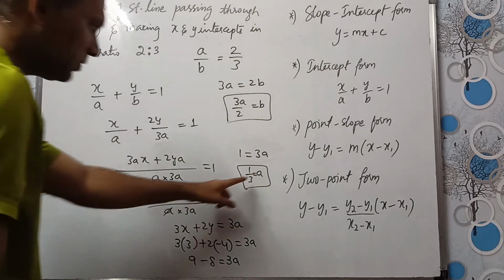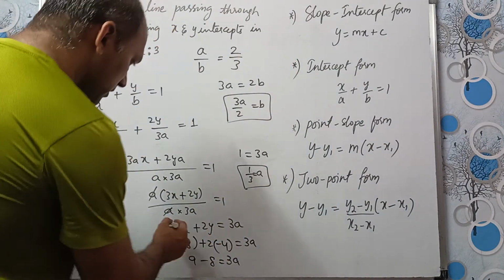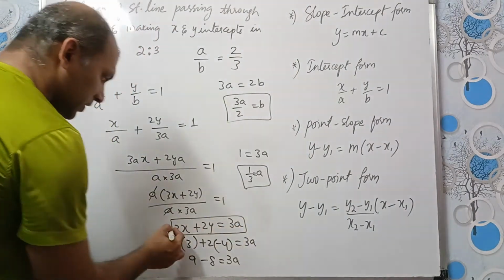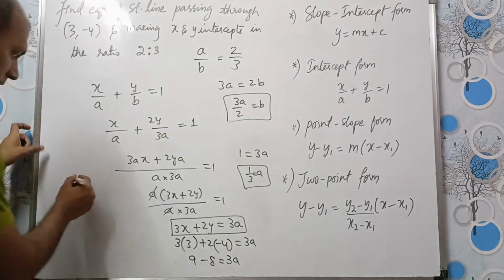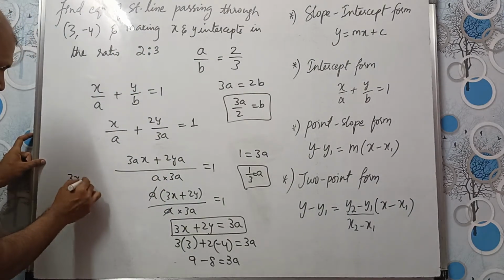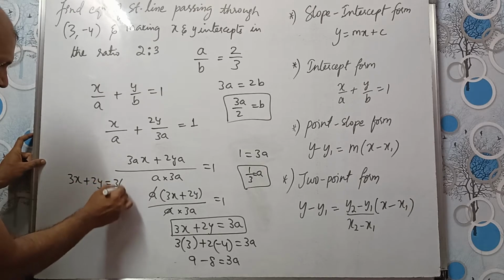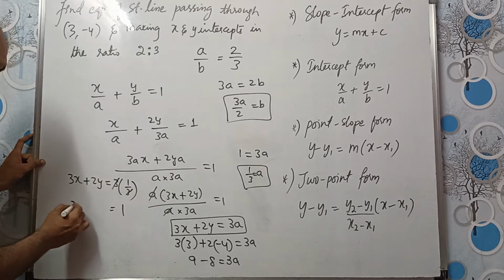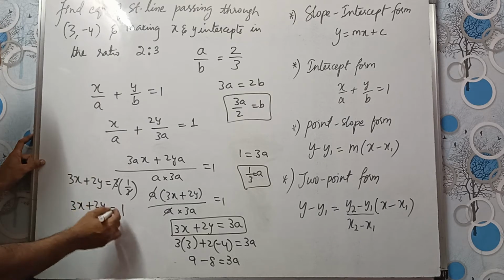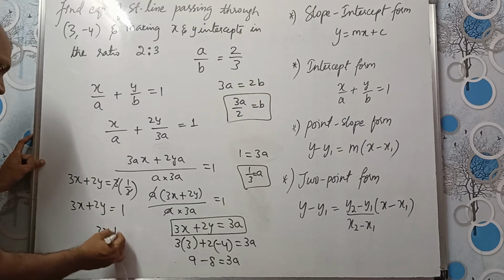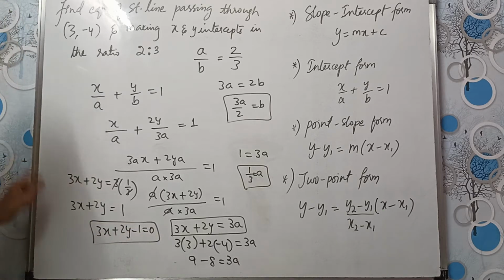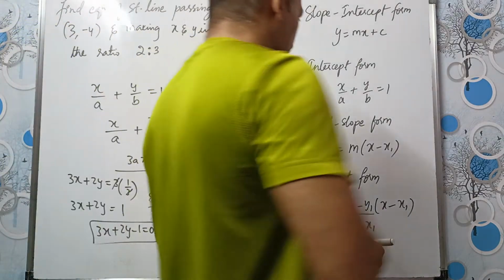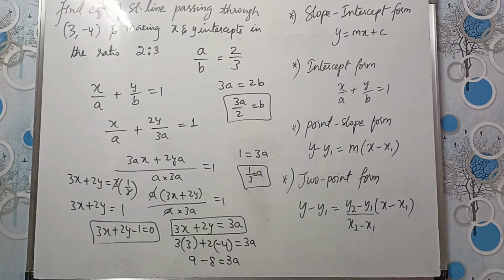So we should substitute that a value, a equal to 1 by 3, in this equation. Okay, so let us do it here. 3x plus 2y is equal to 3 into a, which is 1 by 3. So 3 will get cancelled, we'll have 1 here. 3x plus 2y is equal to 1, or 3x plus 2y minus 1 is equal to 0 is the required equation. Okay, I hope this is clear.